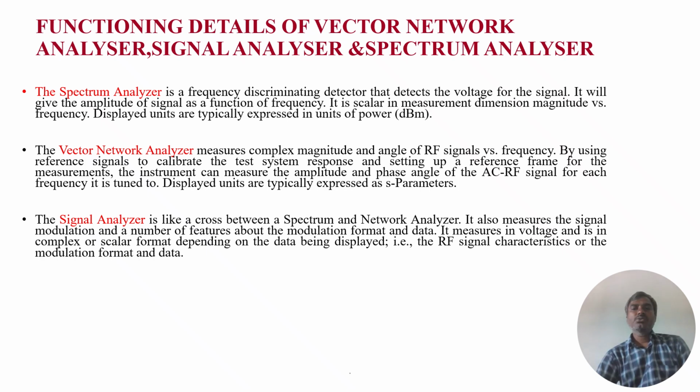Spectrum analyzers are used to measure amplitudes of a complex signal. When you apply a complex signal as an input to the spectrum analyzer, it will show the amplitudes of the various frequency signals independently. The second one is the vector network analyzer, which is used to measure the amplitude and phase of high frequency signals. Similarly, the signal analyzer is a cross between the spectrum analyzer and the network analyzer. Depending on our application, we can get the data from the signal analyzer.